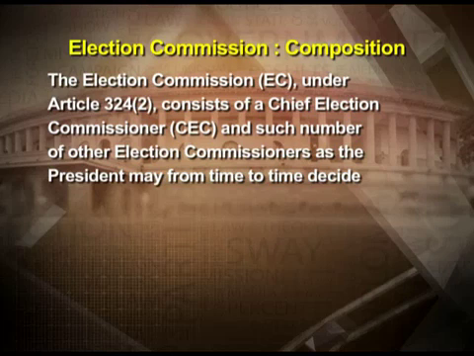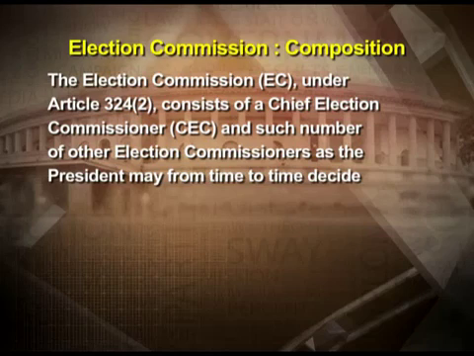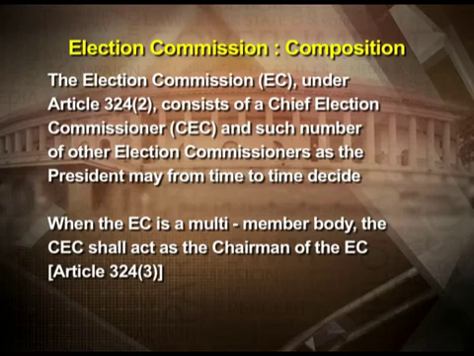So, what is the composition of the Election Commission? Article 324 clause 2 says that there must be a Chief Election Commissioner within the Election Commission and such number of other election commissioners as the President may from time to time decide. The number of commissioners may vary. Now, the Election Commission is a multi-member body. For a very long period it was a single member body, now it is a multi-member body.